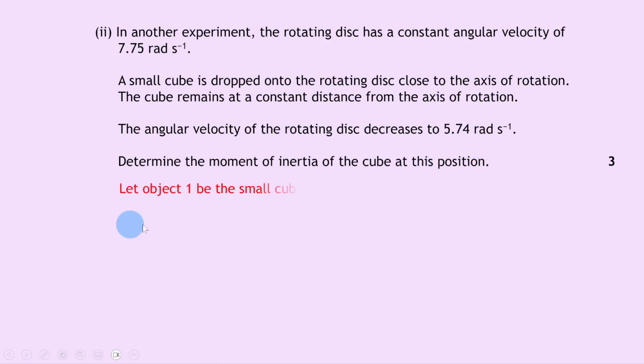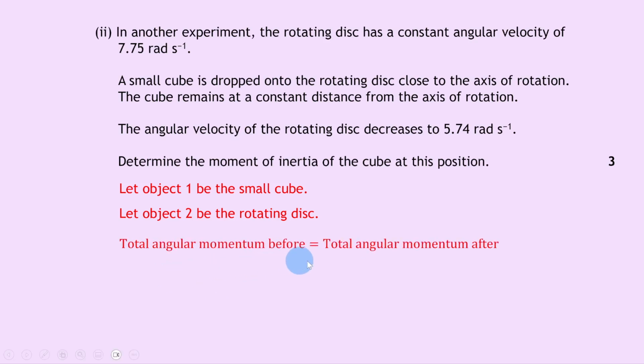Well, to answer this we can let object 1 be the small cube and let object 2 be the rotating disc. And then using the principle of conservation of angular momentum we can say that total angular momentum before the interaction is equal to the total angular momentum after the interaction. And in symbol form, because there's 2 objects, we can say that's I1 omega naught 1 plus I2 omega naught 2 is equal to I1 omega 1 plus I2 omega 2, where remember the 1s here are representing the small cube and the 2s are representing the rotating disc.